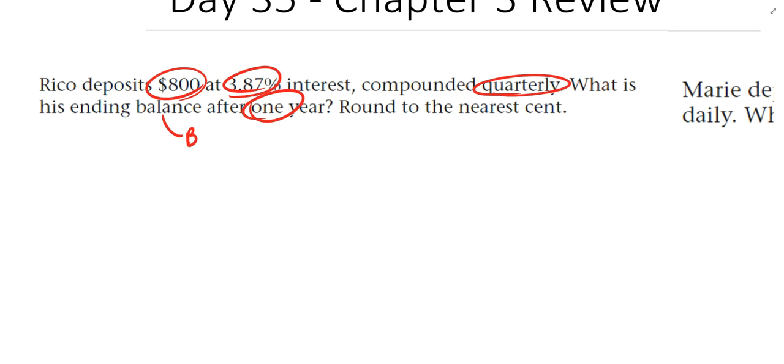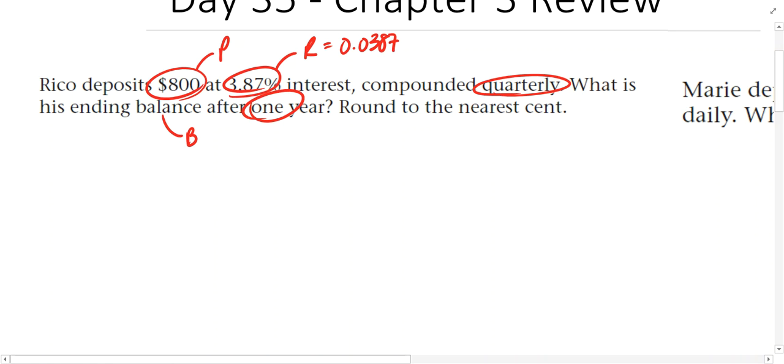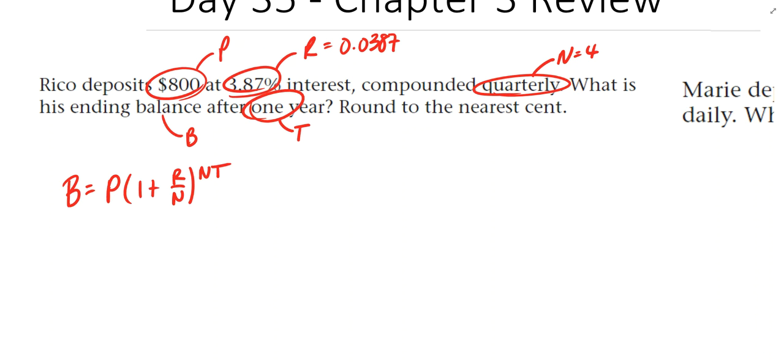Well, the supplied information, $800 represents our principal starting amount. The 3.87 is going to give us our R value, which is 0.0387. Quarterly gives us our N value, which is 4, and of course, time 1 year. Since this is a single investment, a one-time investment, we're going to use our plain compound interest formula, and we'll substitute the known values. Notice I'm using the formula in which we solve for B, our ending balance, since that's what we're after in this problem.